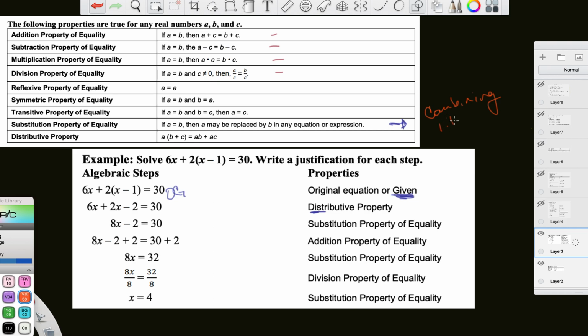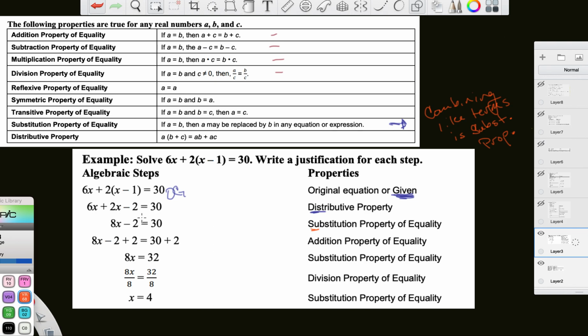Like terms is substitution property. Okay, so now we have another definition of the substitution property, and there it is. It's right there.